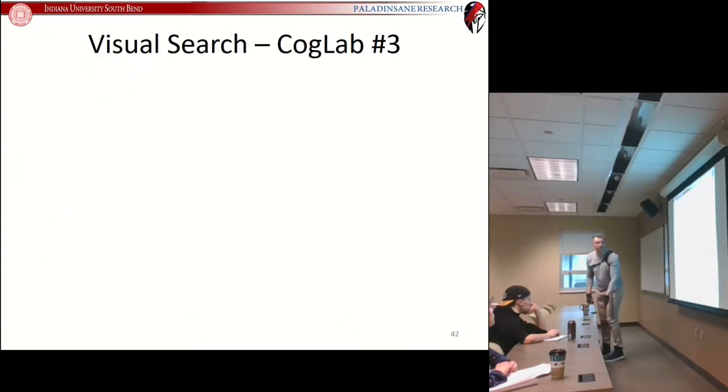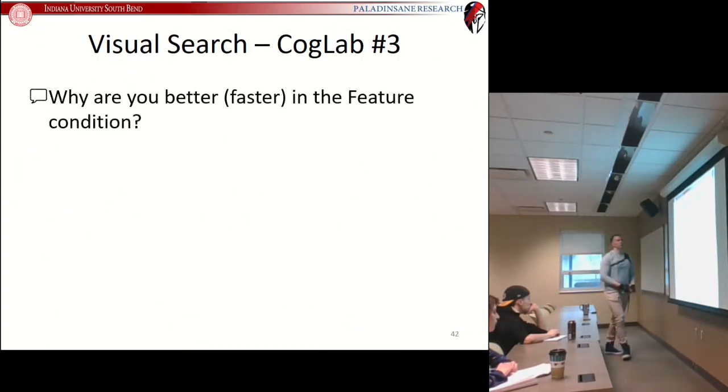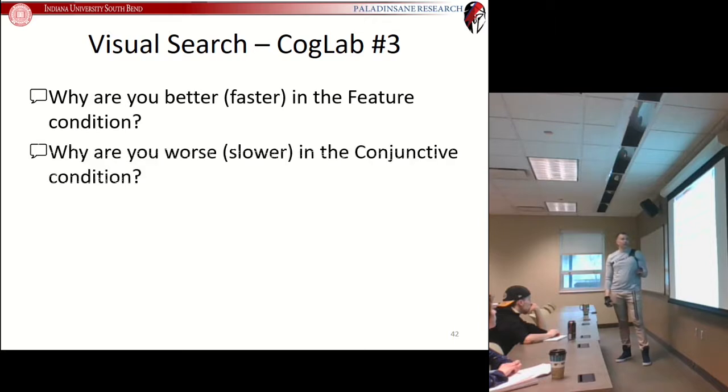All right. So let's take a look at this. Why are you better? Why are you faster in that feature condition? And conversely, why are you worse or slower in that conjunctive condition? So what are some thoughts on that? Okay. So can you elaborate on that?